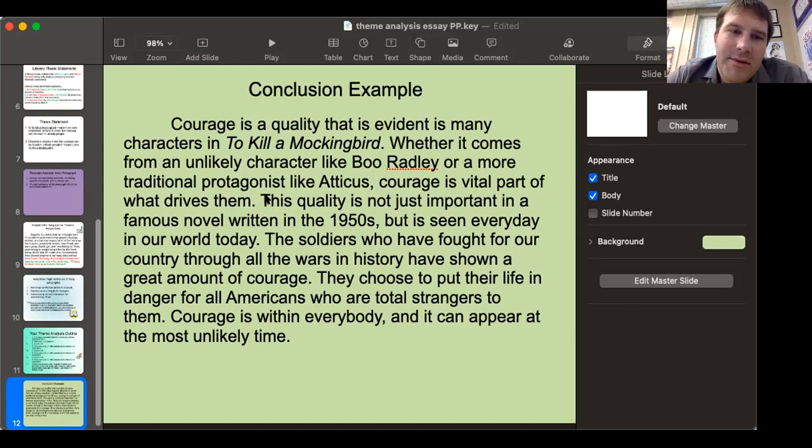It is important to the wider world. This quality is not just important in a famous novel written in the 1950s; it is seen every day in our world today. The soldiers who have fought for our country through wars and history show a great amount of courage. They choose to put their lives in danger for Americans who are total strangers to them. Courage is within everybody, and it can appear at the most unlikely time, showing how the idea exists in the world today, how it impacts our society, impacts us today. So that's how to go about writing the introductory portion of your project, the concluding portion, and the body.